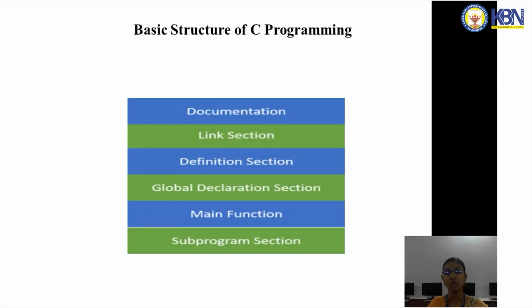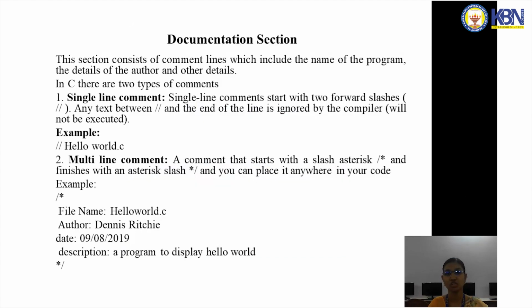Next, coming to the most important basic structure of C programming. In this structure, 6 sections are there. First one is documentation section. Next one linking section, definition section, global declaration section, main function, subprogram section.